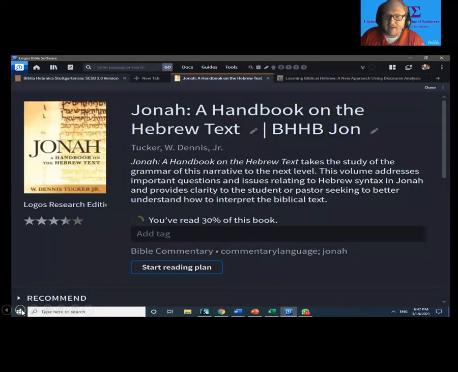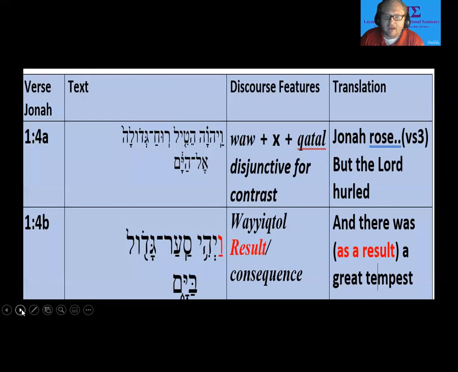So when I'm interacting with this, I'm also interacting with the Baylor Handbook on Jonah, which does a lot of stuff with discourse. And so here we are back to our table right here, and we're dealing with the disjunctive here, where Jonah rises, but the Lord hurled. We see that already. And then the vayehi clause of result or consequences here. And so this is translated, and there was, as a result, a great tempest. So that's the storm obeying. We've already talked about that.